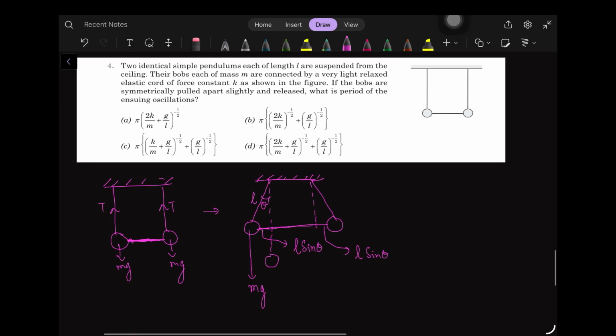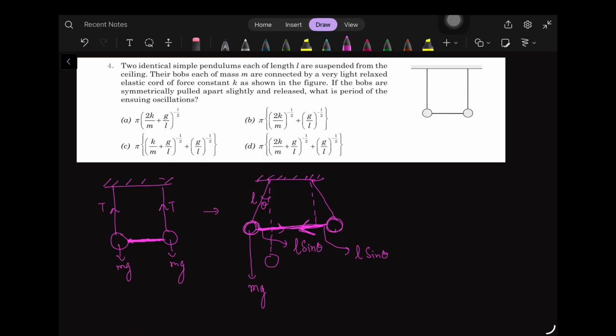Because this is an elastic cord and initially this cord was unstretched, it was applying no force on these balls. But now this cord is stretched, so it will apply a horizontal force on this ball. There will be a horizontal force in this direction, and on this ball there will be a horizontal force in this direction.